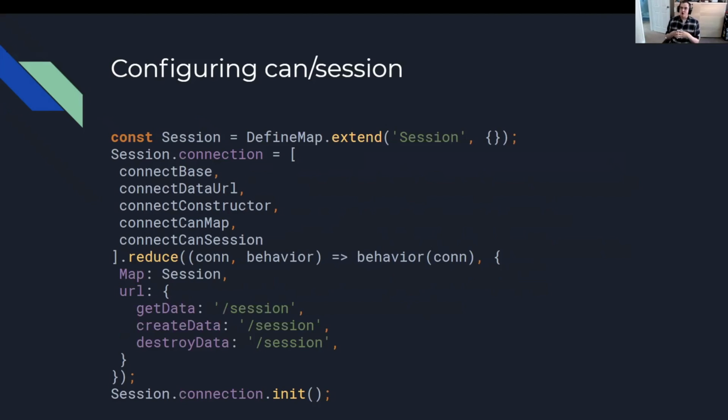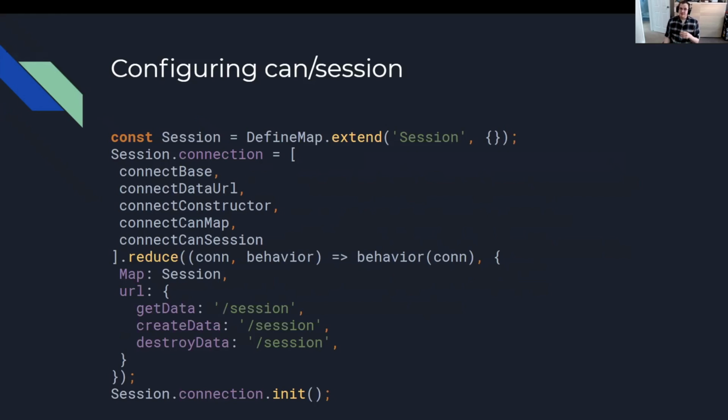But we're going to focus more on the options object, and that provides the configuration that the session behavior needs to run. The can-session behavior needs a reference to the session type, and it's going to add a couple additional methods, or actually properties, to that. It's also going to need the URLs that we're going to call. So those URLs that we discussed on the previous slide.